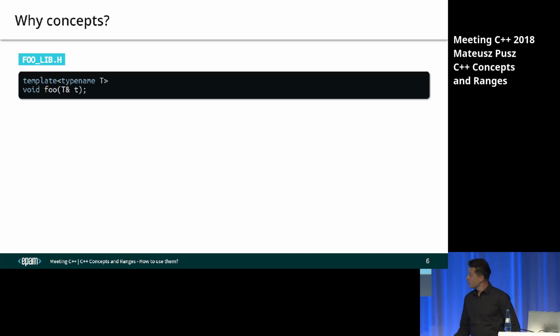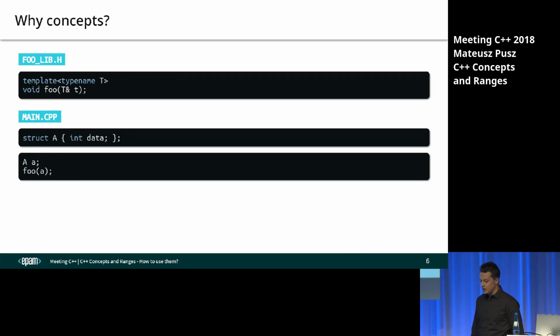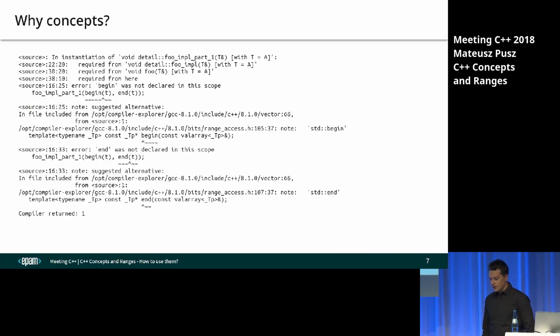So why concepts? We have such an unconstrained function template foo. We create a simple structure A that stores the data, and we pass that A to our function foo. We try to compile this, and we have an error. As you can see here, we have a stack of function calls, starting from our function foo, then foo impl and foo impl part 1, and somewhere there, begin and end don't compile. What does it mean? Does it mean that the implementation is wrong and has to be fixed? Should we file a bug? Or did we just provide a bad template argument to the function?